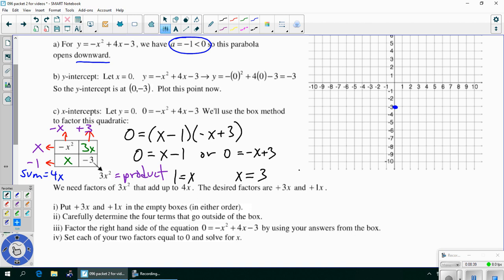I'll write them as ordered pairs, (1, 0) and (3, 0). It is not (1, 3). These are both x values we found. And we found them by initially making the y equal to 0. So that's why the y's are both 0. Let's go ahead and plot those two x-intercepts, (1, 0) and (3, 0).